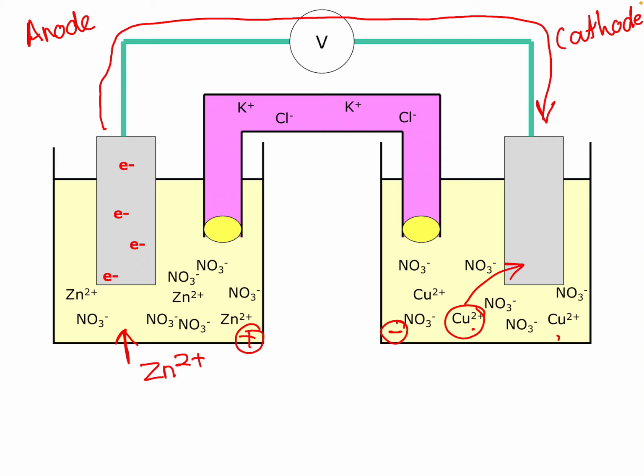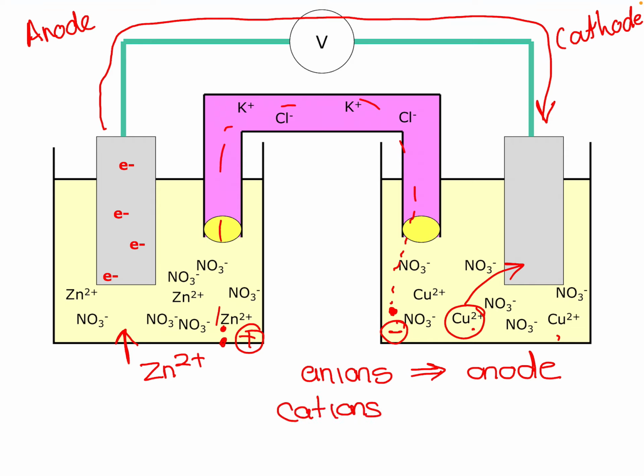So why? Okay, so what happens is this. The anions, the negative ions, can see this positive solution. So the negative ions go through the salt bridge to the anode. So the anions go to the anode. That's why it's called the anode. The positive ions, which are the cations, go to the cathode.